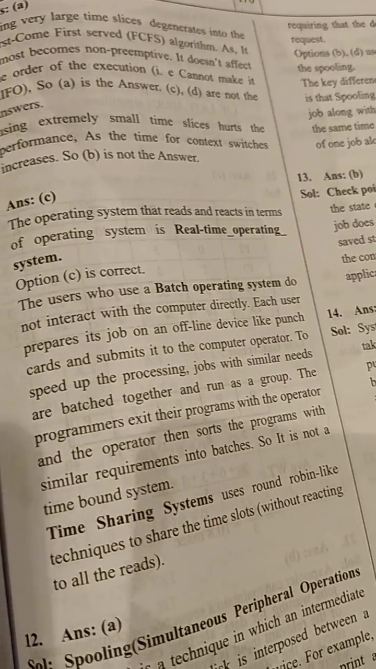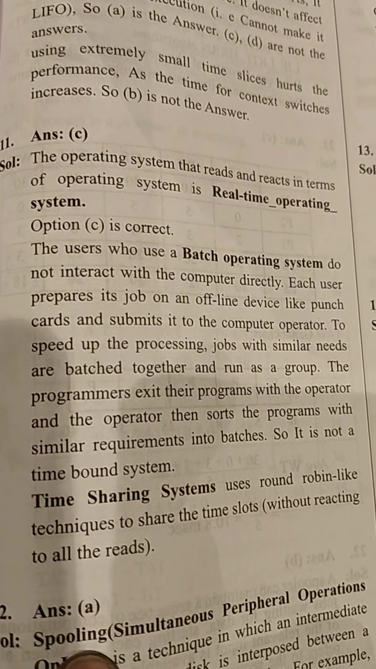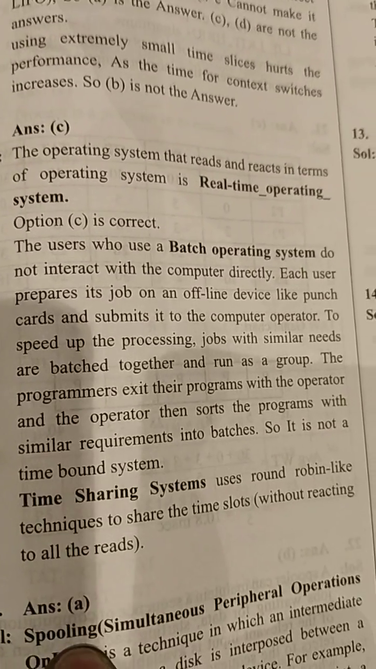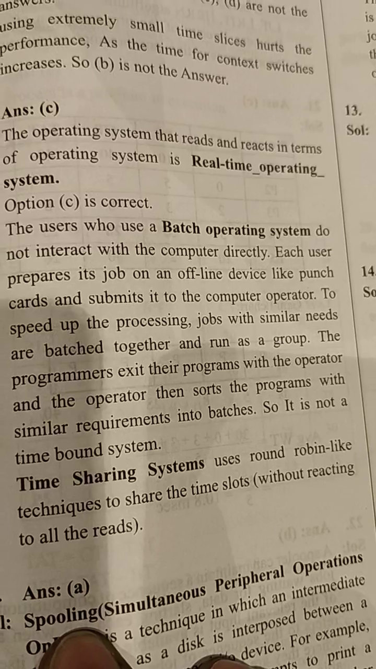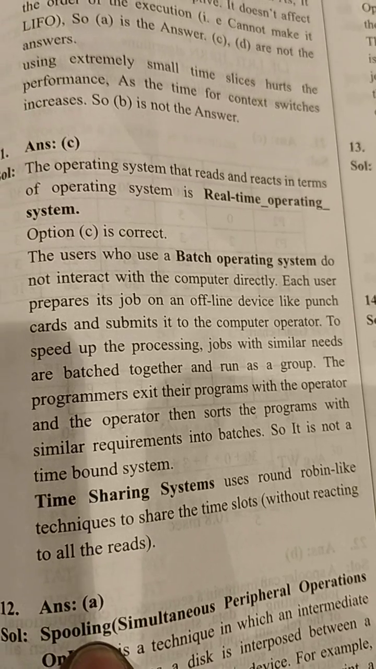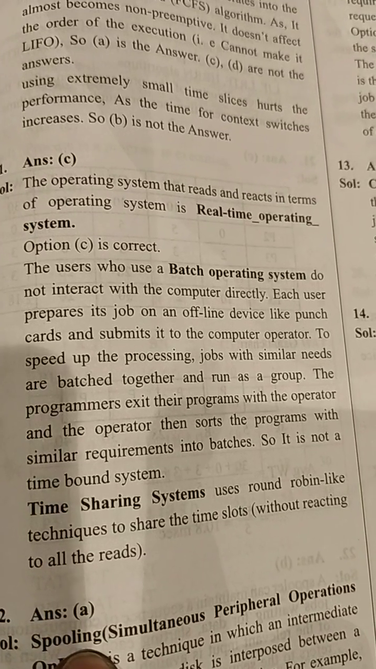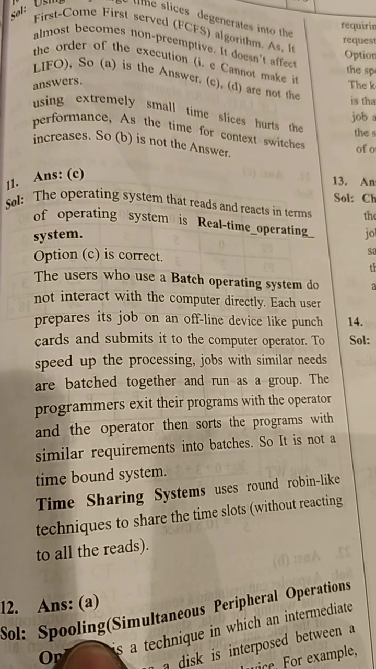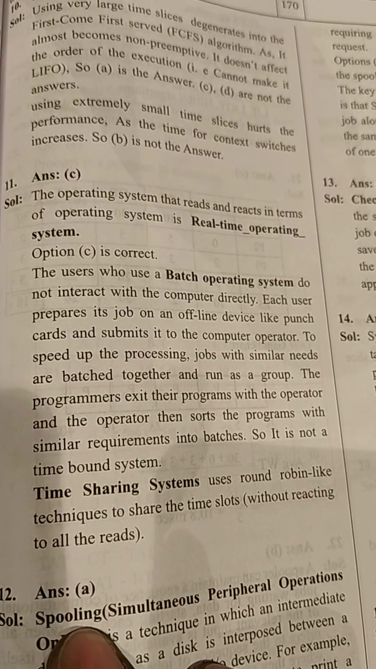The operating system that reads and reacts in terms of actual time is a real-time operating system. Option C is correct. The users who use the batch operating system do not interact with the computer directly. Each user prepares their job on an offline device like punch cards and submits it to the computer operator to speed up the processing. Jobs with similar needs are batched together and run as a group. The programmers submit their programs to the operator, and the operator then sorts the programs with similar requirements into batches. So it is not a time-bound system.